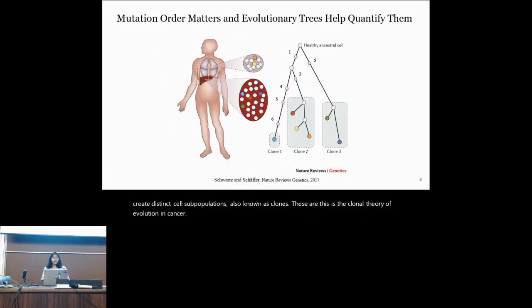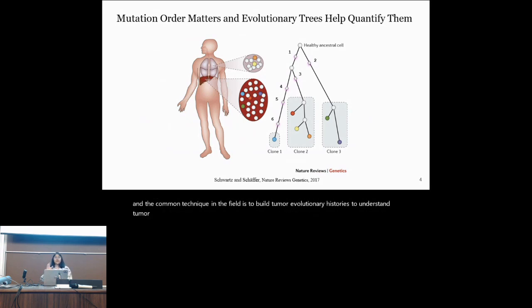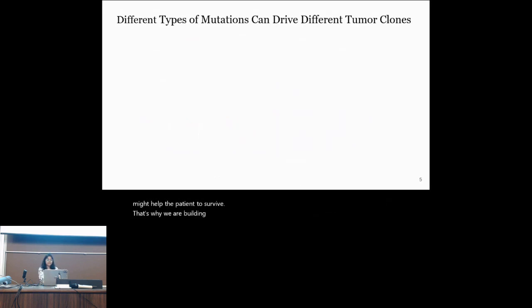Now, the order of mutation matters because a driver mutation at an earlier time point might be more aggressive than another driver mutation at that time point. And the common technique in the field is to build tumor evolutionary histories to understand tumor progression, where in these trees, each node is a cell or a distinct tumor clone, and each edge represents tumor mutations that have occurred from the parent to the child. And detecting a mutation in an earlier branch and targeting it in that earlier branch might help the patient survive. That's why we are building these evolutionary histories.